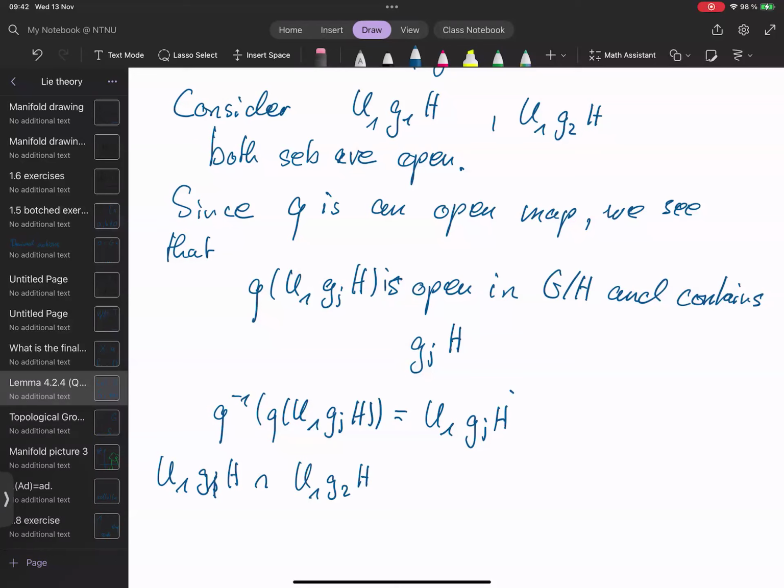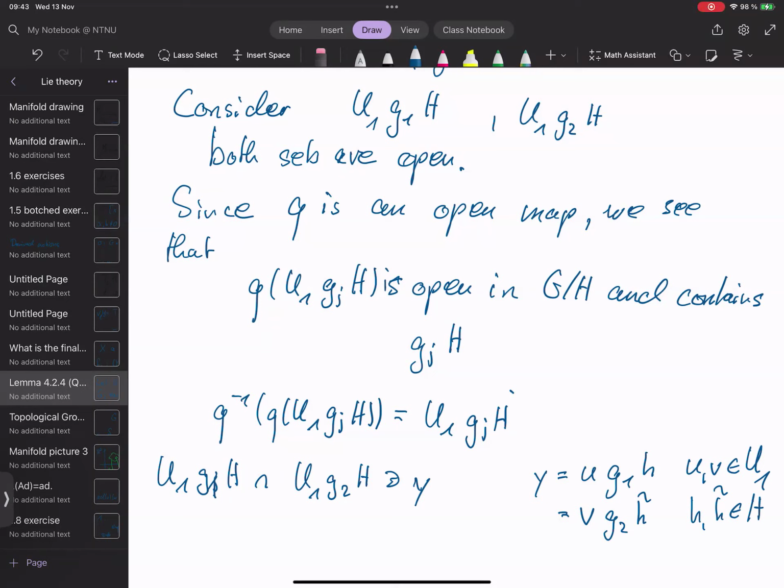So let's assume we have an element in there. Let's call this element Y. Then we know that we can write Y in two ways. We can write it as u times G1 times H, but we can also write it as v times G2 times H tilde, where u and v are in U1 and H and H tilde are in the subgroup H.